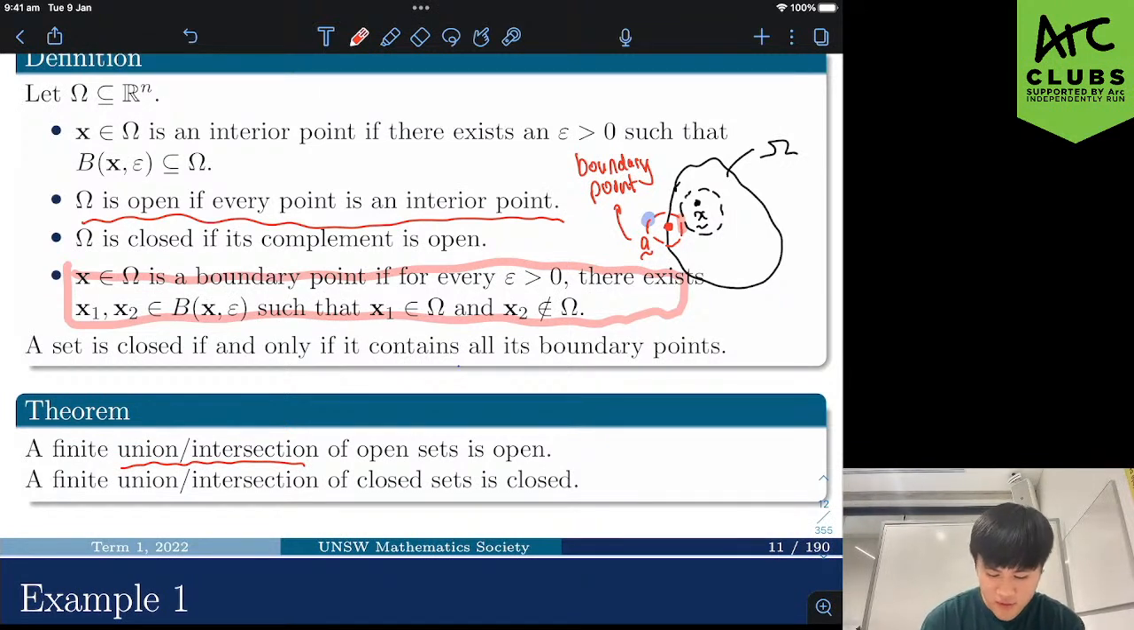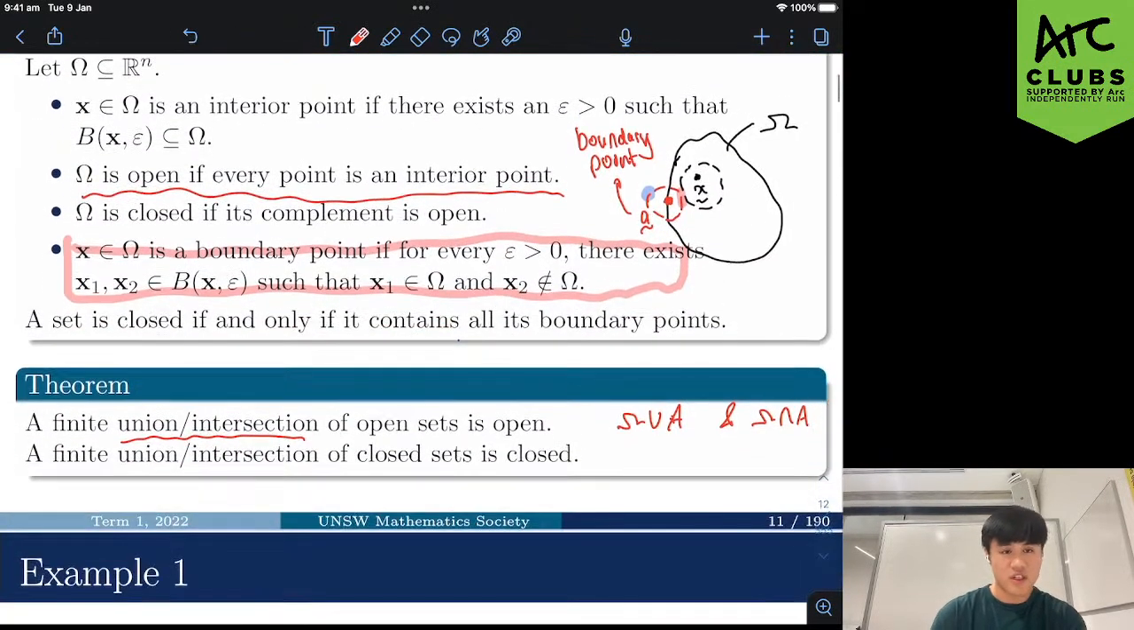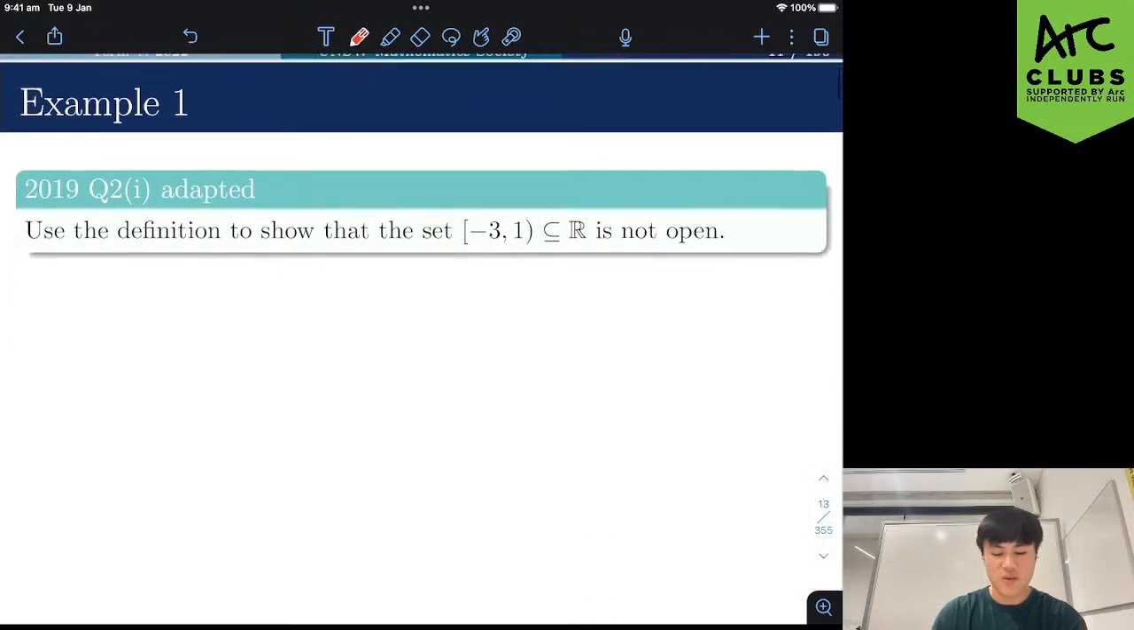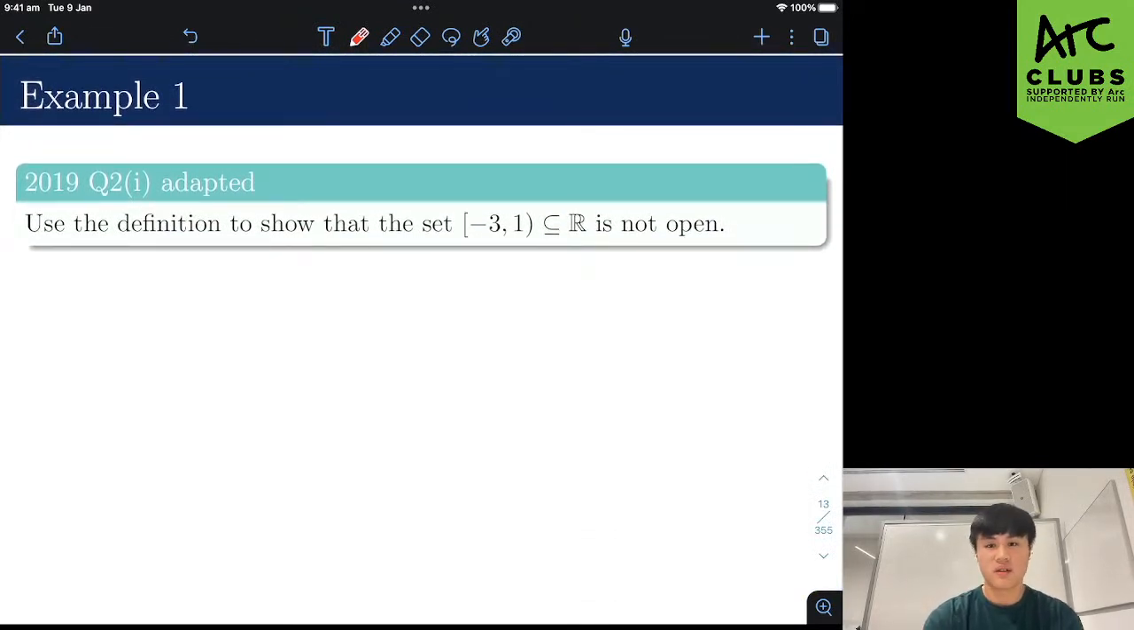So if we have omega and some other set A, and they're both open, the union and the intersection of them are also open. And the same goes for closed sets. Alright, so those are the definitions. Once again, we're going to go to an example now.